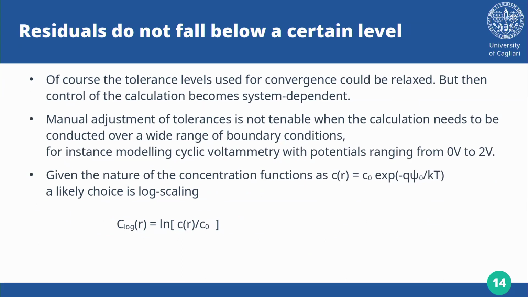We can set the convergence criteria, but when we start playing that game, that means we have to fiddle with the tolerances for each calculation, and that's not really efficient. So a better way is to consider scaling the function itself. And given the form of the concentration, roughly speaking exponential with respect to the potential, the obvious approach is to take a log function, log scaling.